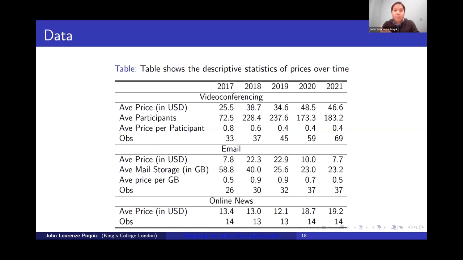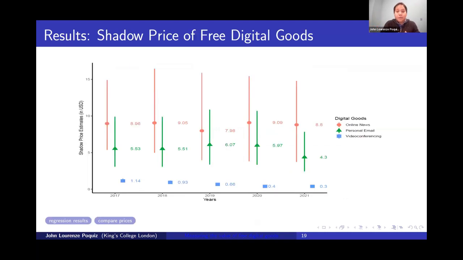In terms of the nominal price for video conferencing, we can see that it is increasing over time. However, if we normalize the price by the number of participants, we can see that the price per participant is actually decreasing over time. For email, we don't necessarily see a pattern in terms of prices. And for online news, we see that the price is actually increasing over time. Now, here are our results.